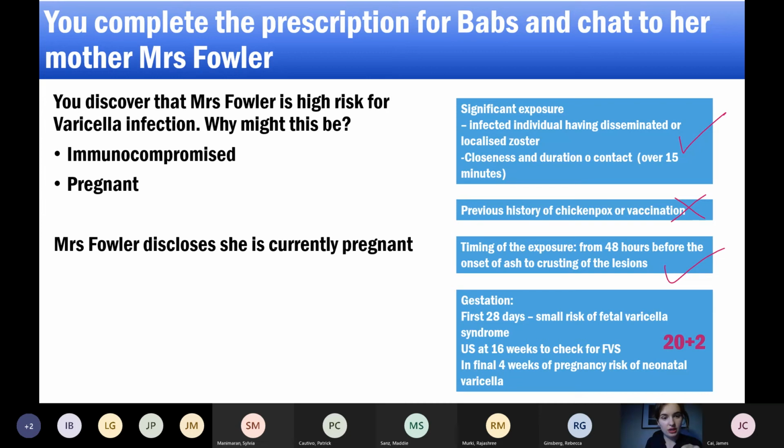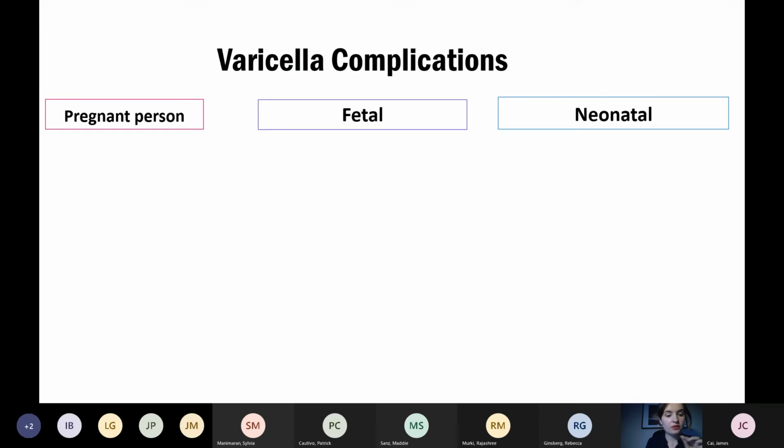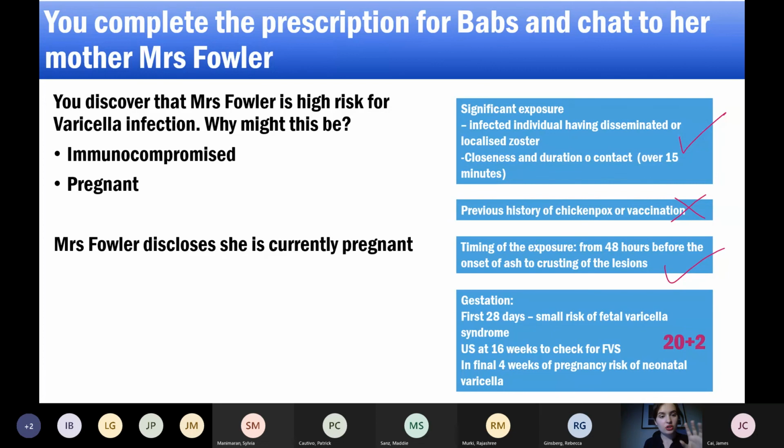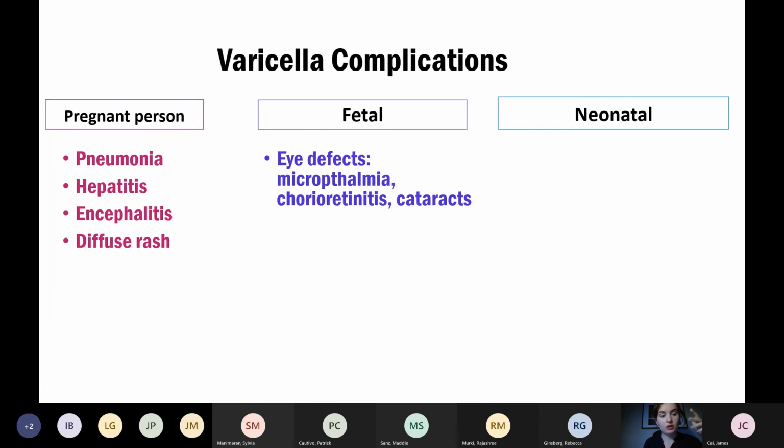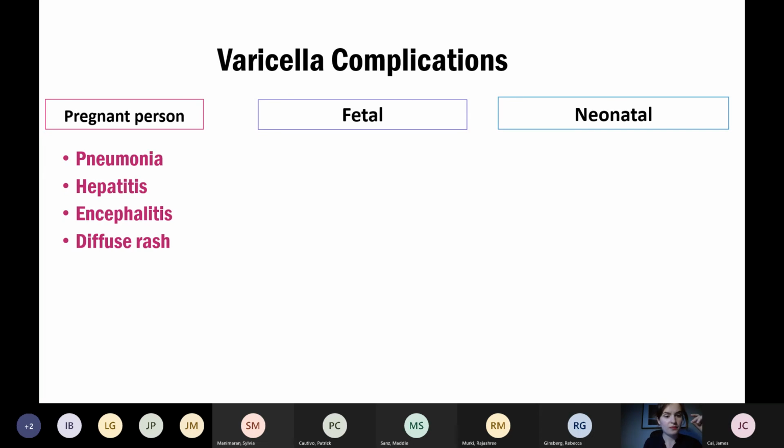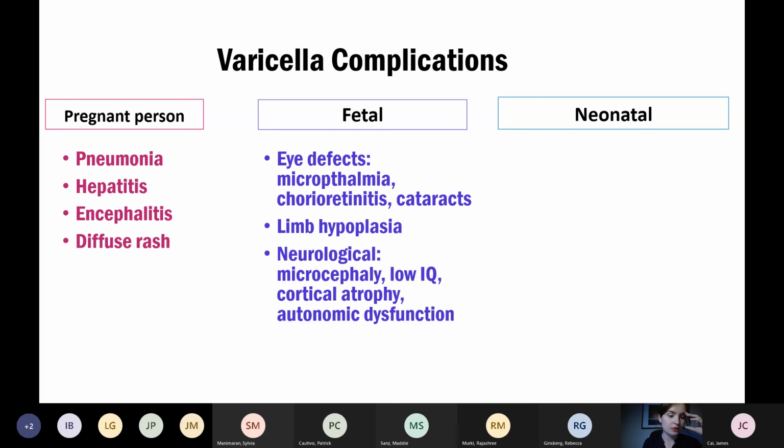So there it just says the kind of breakdown. In the first 28 days, it's fairly minimal, but after that, it can be quite bad. There are risks generally to the mother and the fetus as well. For the pregnant person, it can cause a pneumonia, liver failure, a diffuse rash and encephalitis. For fetal development, it can cause congenital abnormalities to the eyes and the limbs, and these are very, very significant problems. And so they recommend a scan to assess whether this has happened.